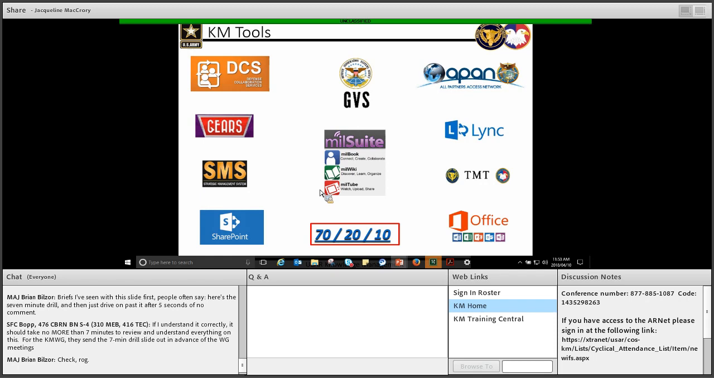So here we're talking about a few of the collaborative platforms going across the top. We have DCS, GBS, and APAN, which we're using today for Adobe Connect. We also have Gears, SMS, SharePoint, MilSuite. We have Link, which we use for IM, TMT, and the Office Suite. These different tools we all have available, with extensive training by the KM team, either by a SharePoint SPUG, brown bag, or more in-depth classes like our SharePoint training.